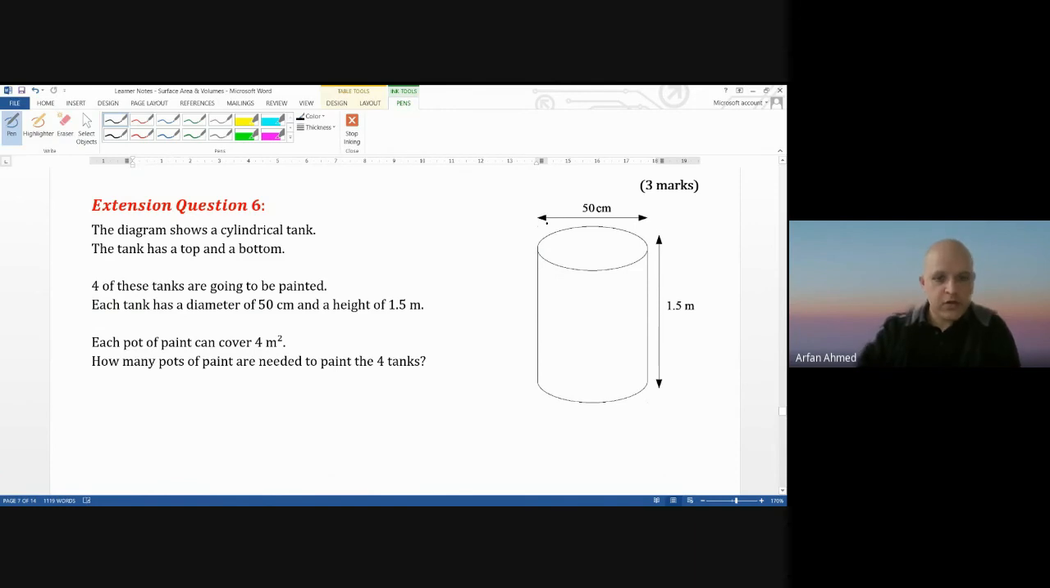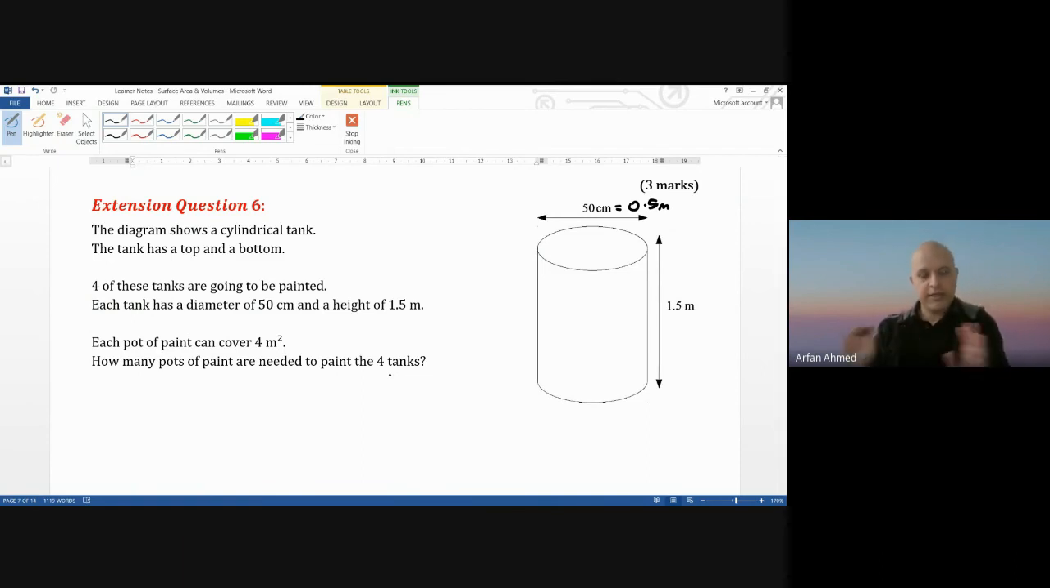Each pot of paint can cover 4 meters squared. How many pots of paint on it? I'll tell you what, because they're using 4 meters squared, let's keep everything to meters. So let's change that to 0.5 meters. Yeah, that's better. First thing to ask yourself, is it to do with volume? Is it to do with surface area? Because it doesn't say in the question.